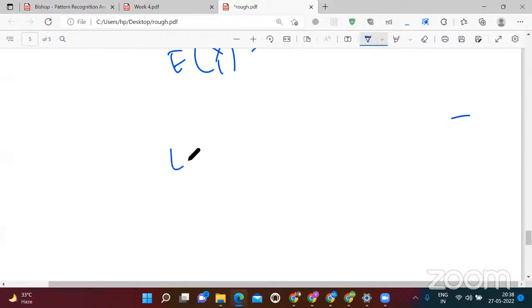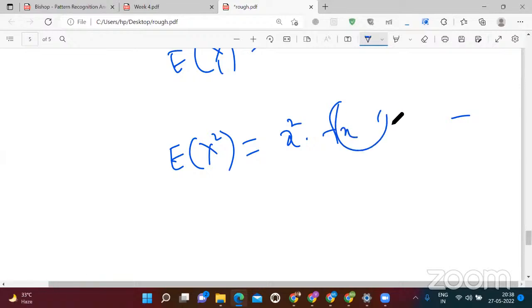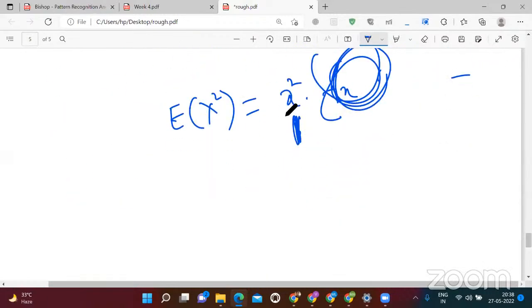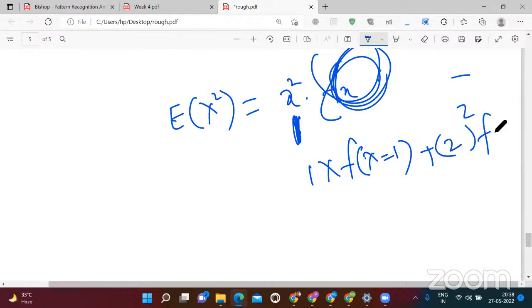So how will you calculate E[X square]? E[X square] is just x square into f(x). This marginal distribution you have already calculated. Just do it for x equals 1 and 2: 1 square into the marginal distribution of x equals 1, plus 2 square into f(x) where x equals 2, right? This will give you the value.